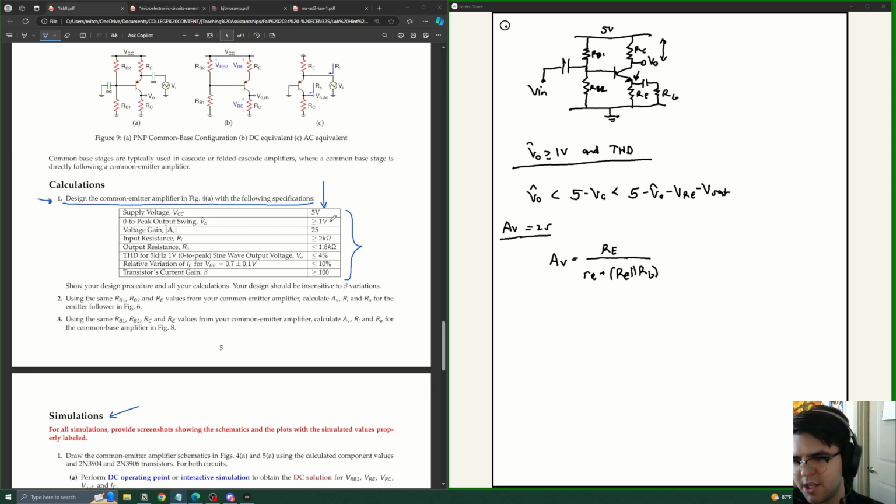RG, this just comes from experience a little bit. RG is historically always going to be an extremely small value. It's probably never going to be more than 50 ohms, and it's very likely that RE is going to be closer to like 1K. So because of this, really this is probably going to be more like RC over RE.